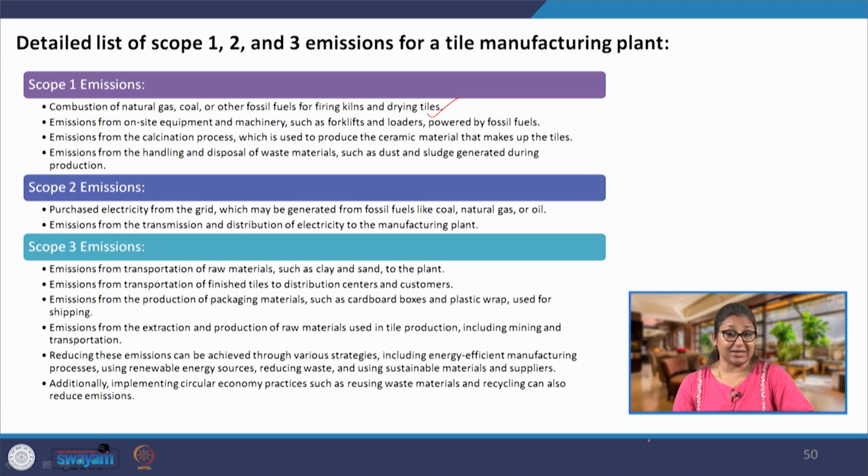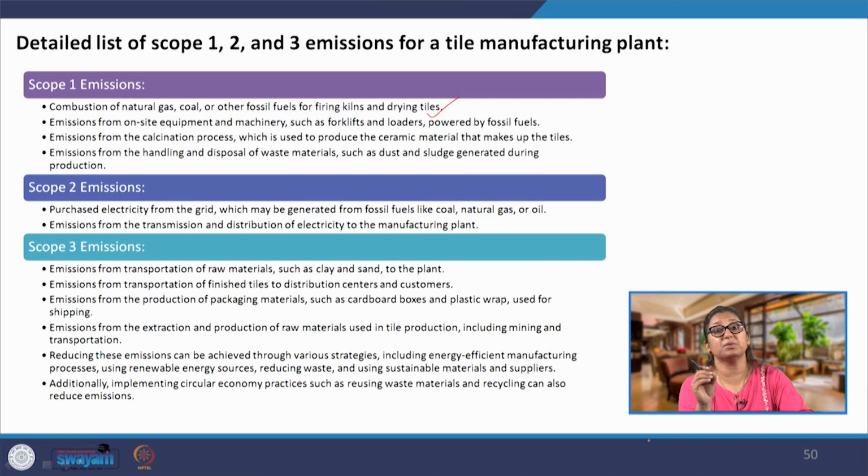Then there is extraction and production of raw material, if it is not happening on the site itself. A lot of times, for example, for a tile manufacturing plant, the raw material will be coming from somewhere outside, from some distant place. So, transportation of that is already included, and its extraction at that place will also be counted in the scope 3 indirect emissions.